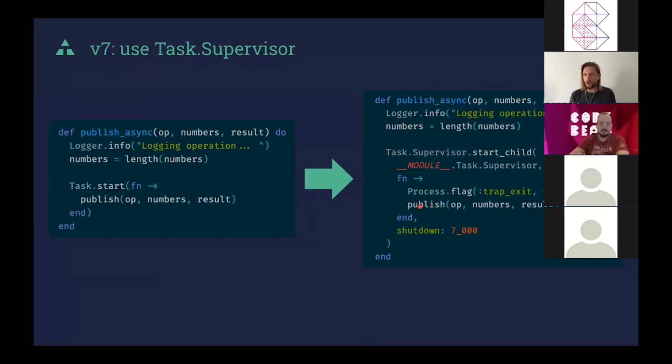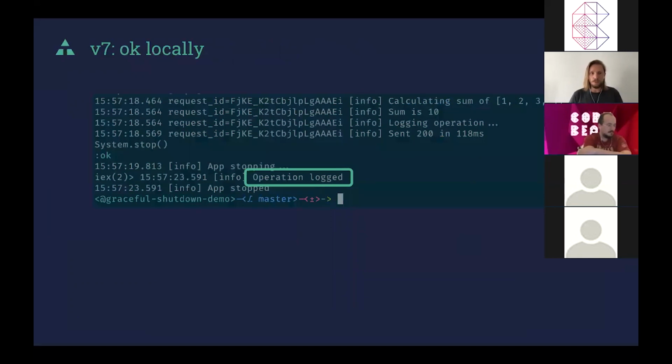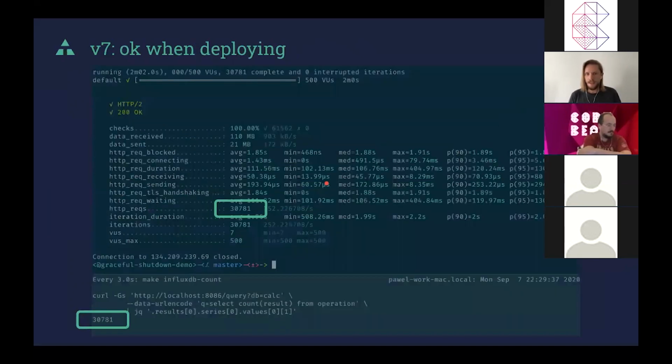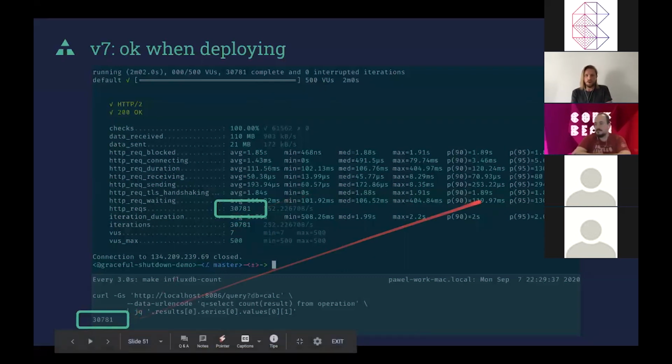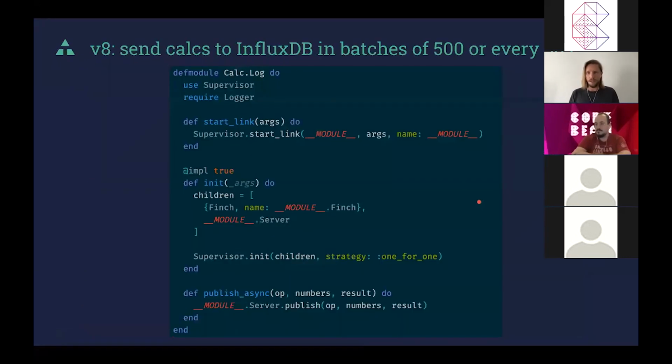So there's no terminate callback, but it's important to actually trap the exit. Then it will send the exit and the supervisor will actually wait for that defined time, in this case 7 seconds, until it will actually kill the task if the task didn't exit before itself. And we tested locally, we see the operation is logged, and we tested on the cluster, and we see that this is the same number. All calculations are properly logged.